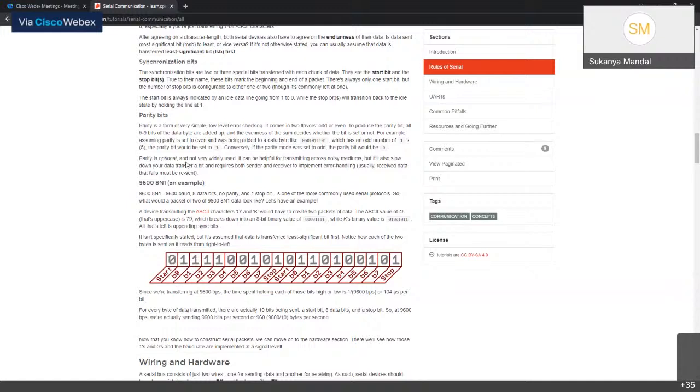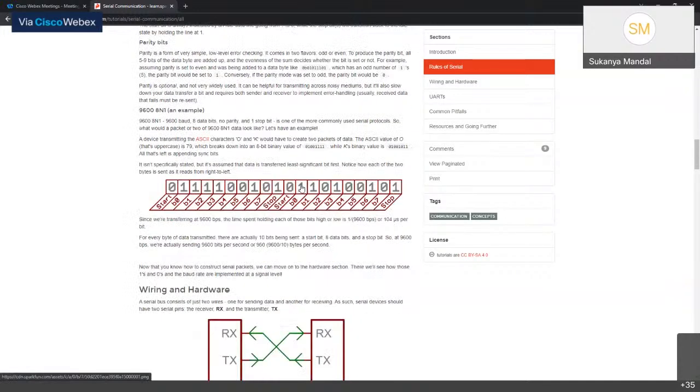Now, parity is optional and not very widely used. We don't generally go for parity bits while we code up an Arduino or a Raspberry Pi, as a matter of fact. It can also be helpful for transmitting across noisy mediums, but it also slows down the data transfer and requires both sender and receiver to implement error handling, just for debugging purposes. Anyway, now looking at the 9600 baud rate, it looks pretty much like this.